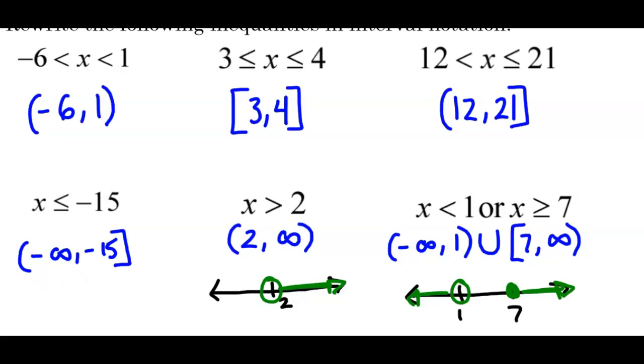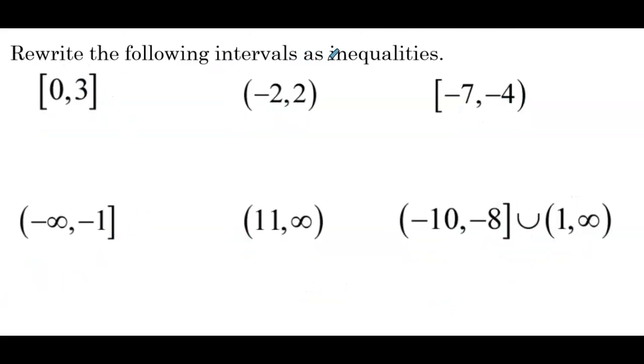Okay, so now let's go in the other direction. Rewrite the following intervals as inequalities. So we have bracket 0, comma 3, bracket. So as an inequality, this is 0 is less than or equal to x, which is less than or equal to 3. Right, x is any value between 0 and 3, and we have equality because of the brackets. Now we have parentheses, -2, comma 2 parentheses. So our inequality is going to be -2 is less than x, which is less than 2. Again, x is between -2 and 2. No equality because we have parentheses.